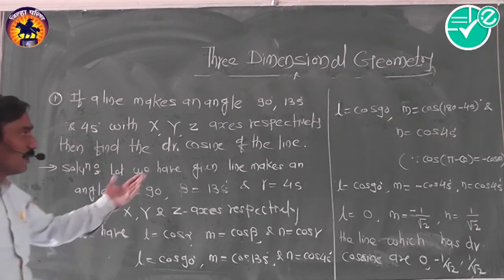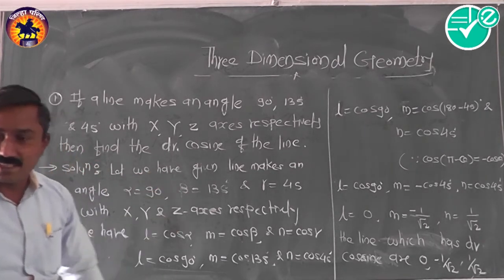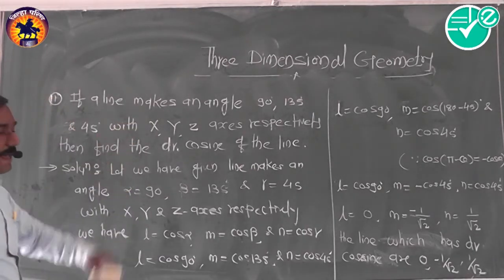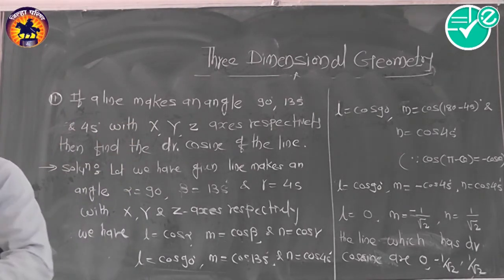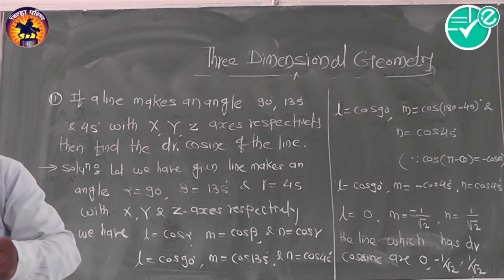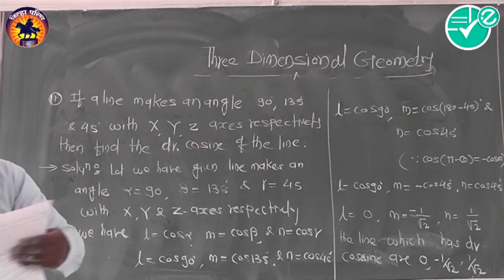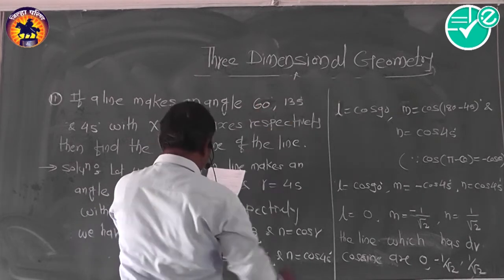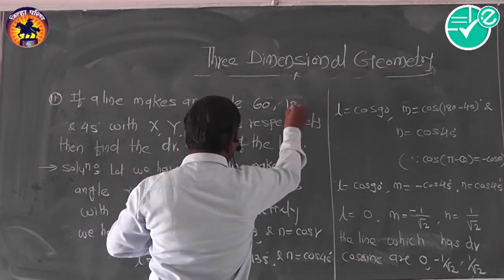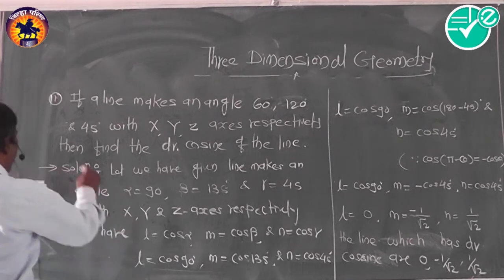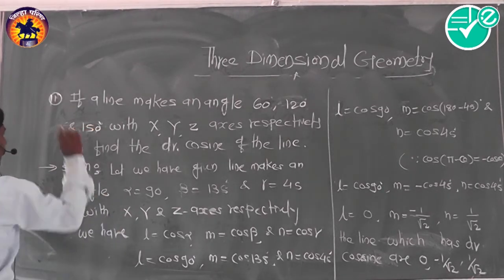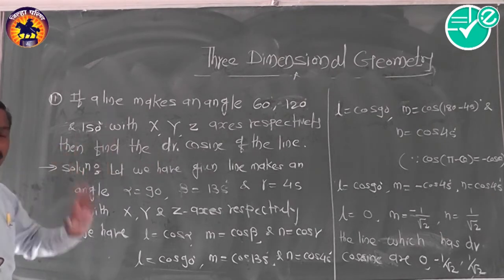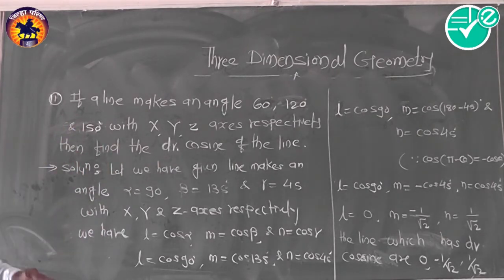Many types of examples we can solve like this. Now next we can see a second example. I will only change the angles. Now the line makes angles 60 degrees, 120 degrees and 150 degrees with the x, y and z axis respectively. Find the direction cosines of the line. That is our second example.